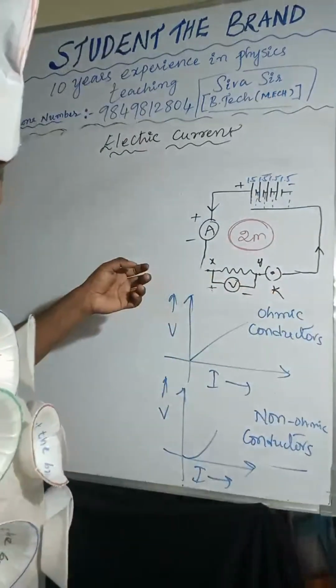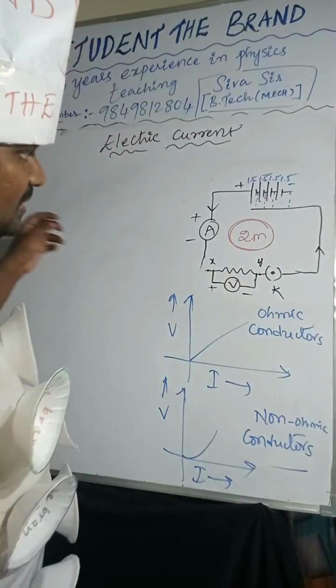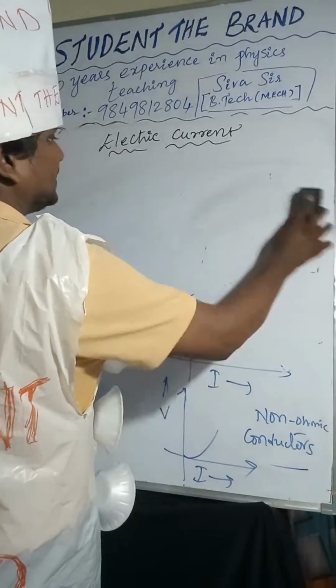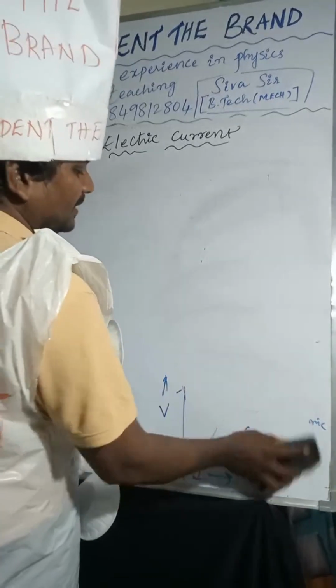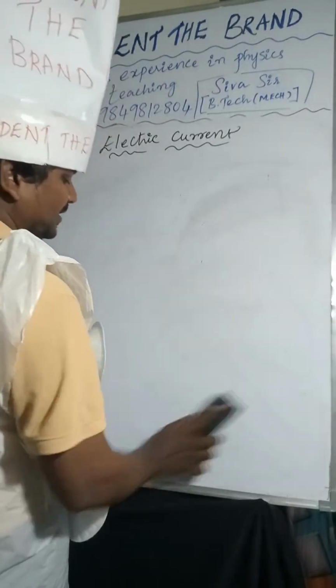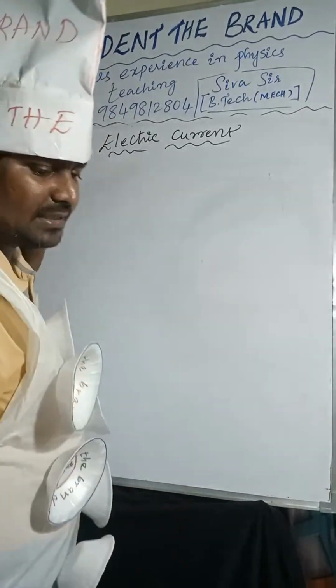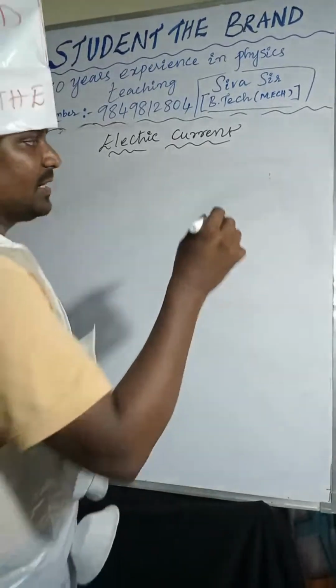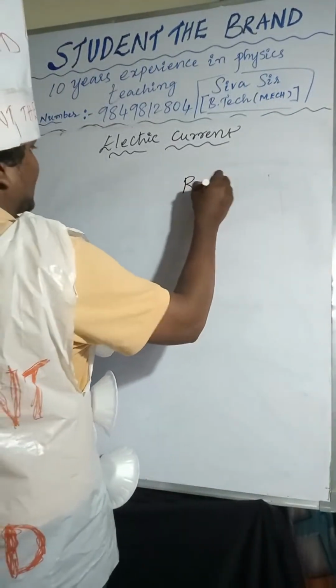And resistance and resistivity, I'll discuss the topic. Resistance is the phenomenon of opposing the electric current. So R is directly proportional to L.